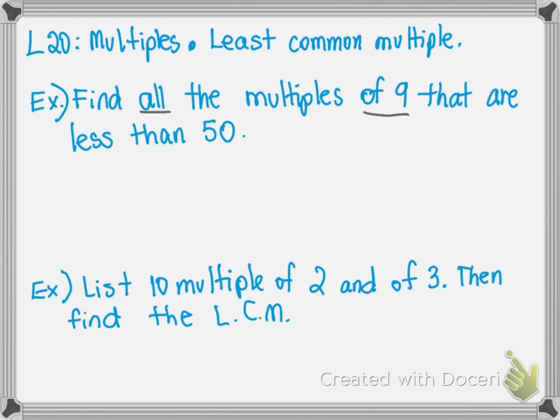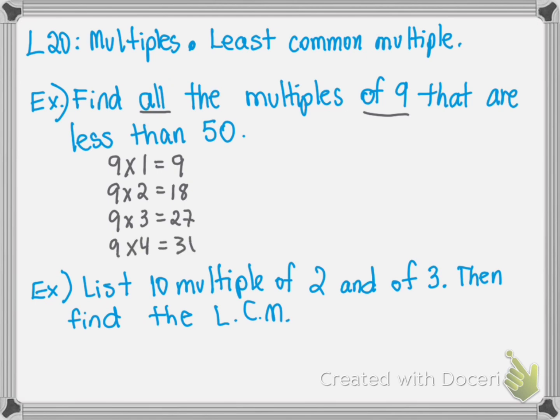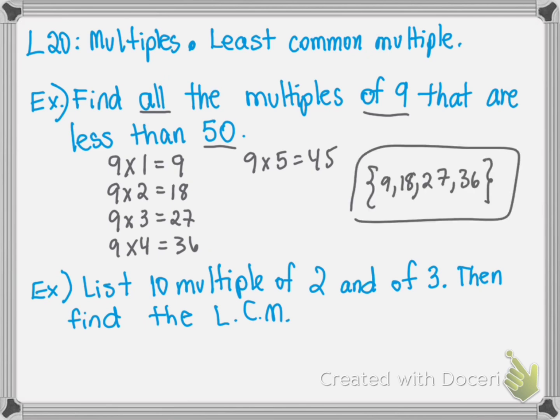In this first example, it says to find all the multiples of 9 that are less than 90. So I'm going to start by just multiplying 9 times 1, 9 times 2, 9 times 3, and then making sure that the answers are less than 90. So that's 9, 18, 27, 9 times 4, which is 36, and 9 times 5, which is 45. If we do one more, 9 times 6 is 54, so that would not be less than 50, so that's it. The multiples of 9 that are less than 50 are 9, 18, 27, and 36.